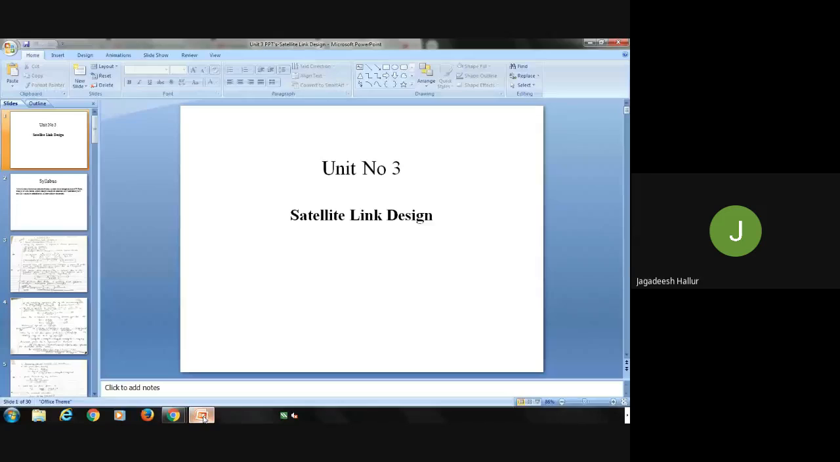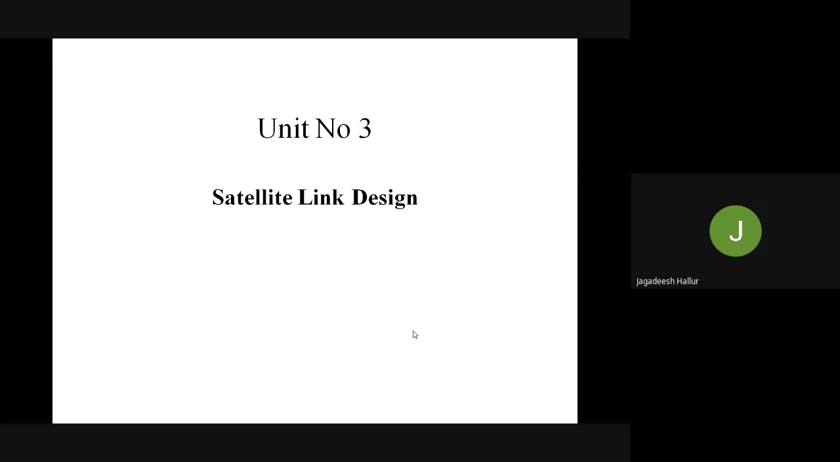And today we'll start unit number 3, that is Satellite Link Design. Okay, that is section 1, and the third unit is Satellite Link Design. The unit number 3 is satellite link design.